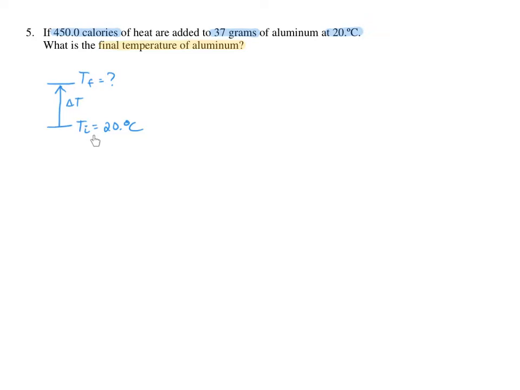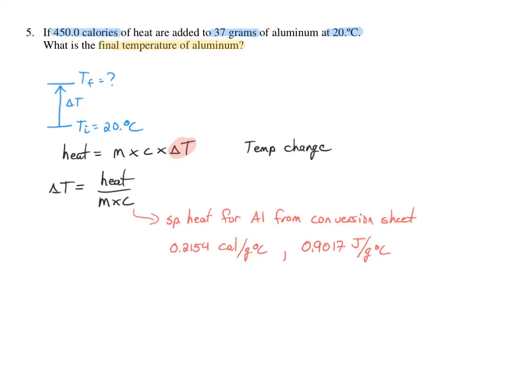We have our aluminum. It starts at 20 degrees C. It's going to increase by some amount, and we want to know what the final temperature is. So here's our equation. Heat is equal to mass times specific heat times delta T. This is the equation for heat involved in a temperature change. We start by solving for delta T.